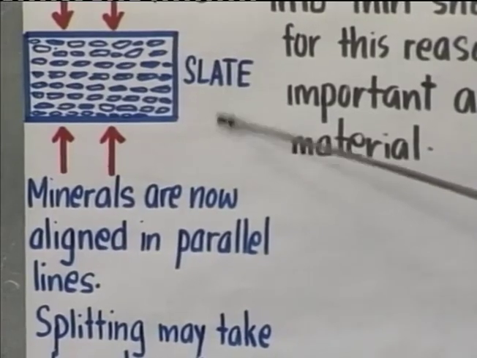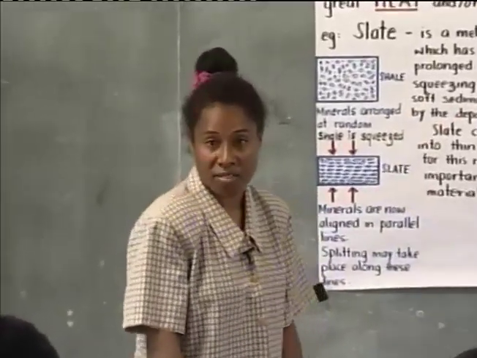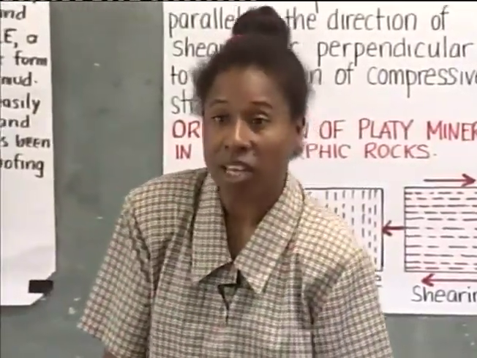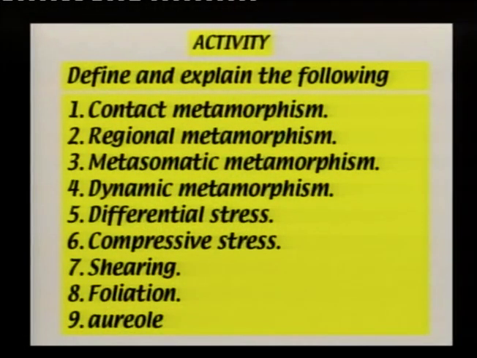We understand this? Okay. Now let's look at some activities for you to work on so that you can put all of what we have covered into practice. Our activity for today is mainly to do with defining and explaining what we have covered. So you have 9 terms or words which I'd like you to explain and define. And they are, number 1, contact metamorphism. You double check again. If you really didn't understand my explanation today, to make it very short and straightforward, you can use that for your explanation. Regional metamorphism, metasomatic metamorphism, dynamic metamorphism, differential stress, compressive stress, shearing, foliation, and aureole.